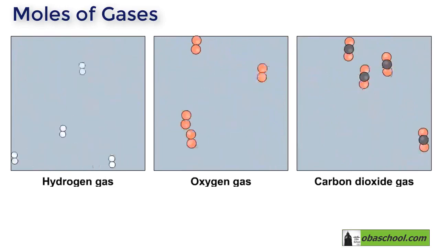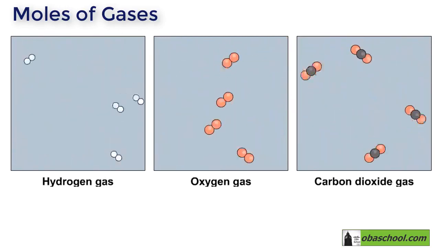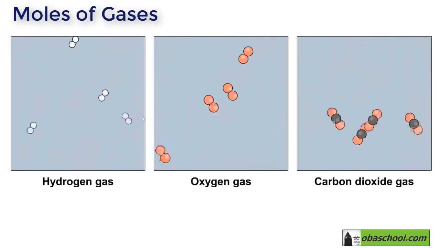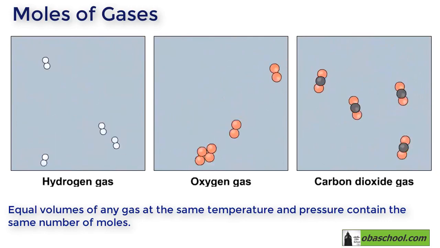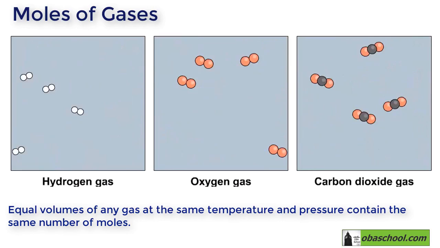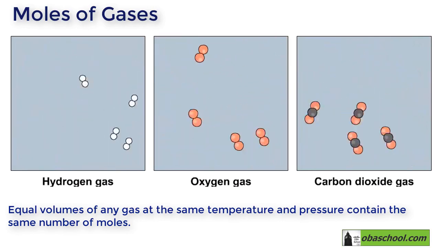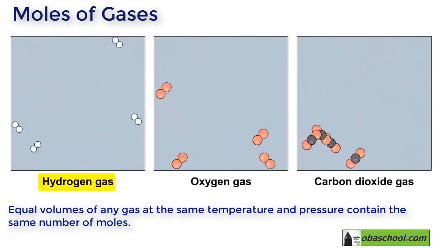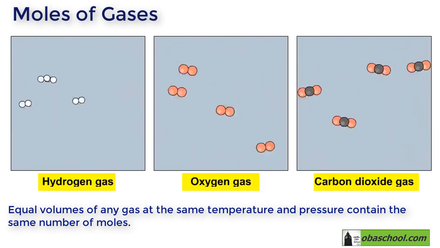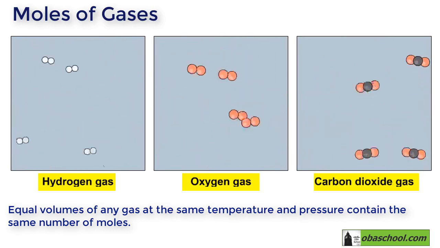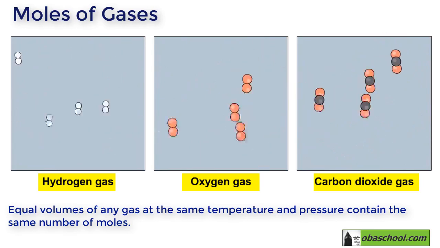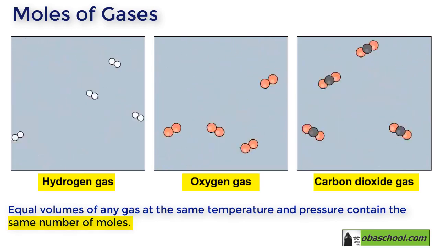In this simulation, we will calculate the moles of gases. In the 19th century, scientists discovered that equal volumes of any gas at the same temperature and pressure contain the same number of moles. So hydrogen gas, for example, oxygen gas and carbon dioxide gas are obviously three different gases, but equal volumes of these gases at the same temperature and pressure contain the same number of moles.